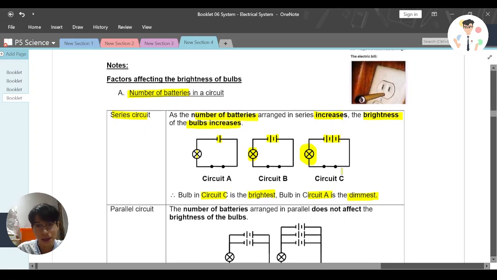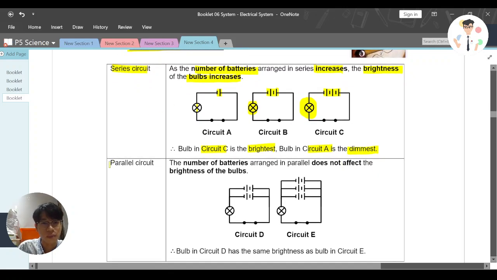But that is not the case for a parallel circuit. For a parallel circuit, the number of batteries arranged in parallel does not affect the brightness of the bulbs. What do you mean? Again, remember, I have two batteries in one round. That is basically the effect of two batteries on the bulb. So the power applied to this bulb is only two batteries, because they count by one round. One round I have two.